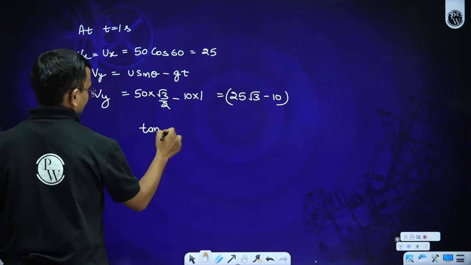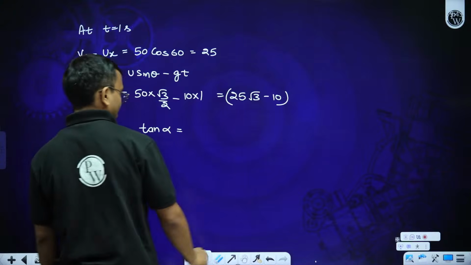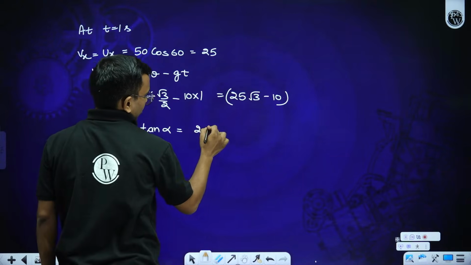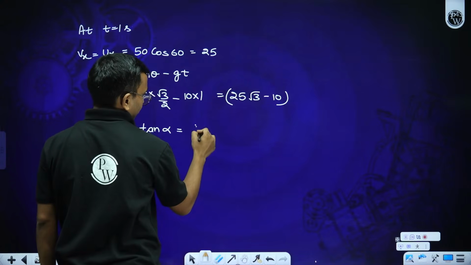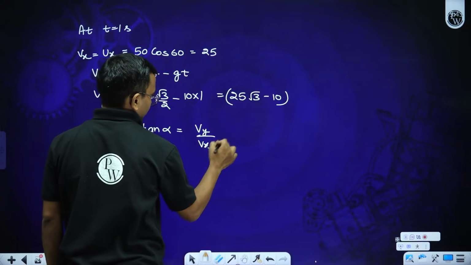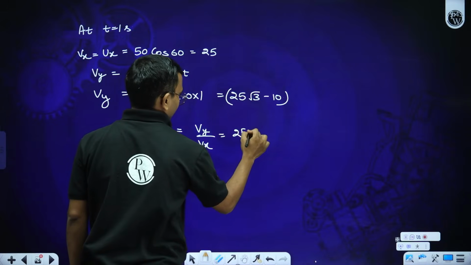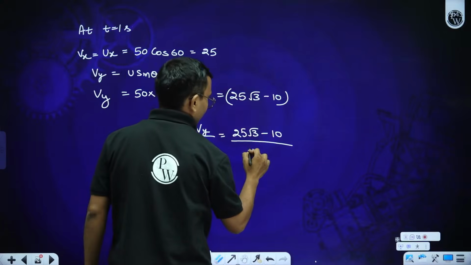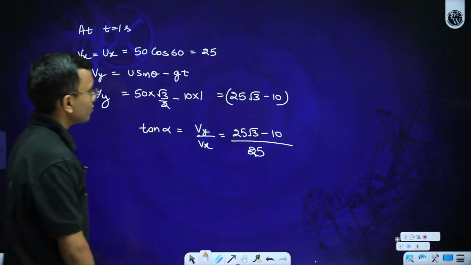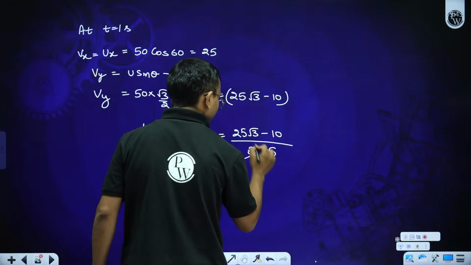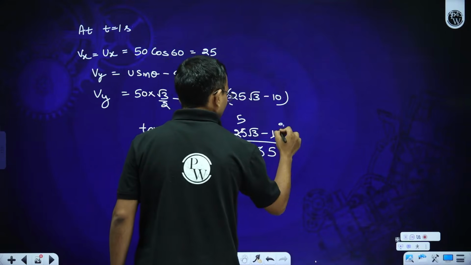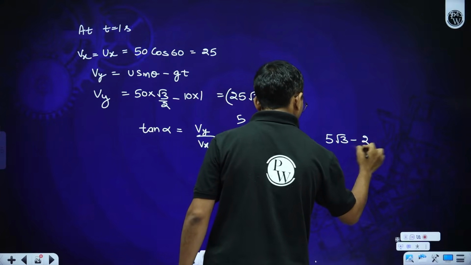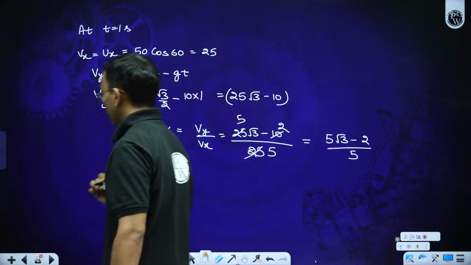What is the angle in this particular case? Means with the horizontal, the angle. So that will be Vy by Vx, simply 25 root 3 minus 10 divided by 25. With 5 you can cancel 5, 5, 2. So this is 5 root 3 minus 2 by 5. Okay, I got the angle.